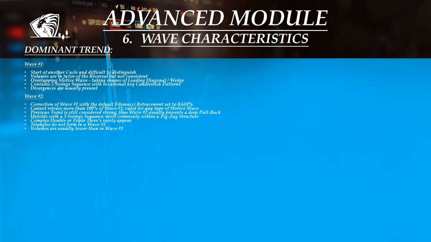Corrective wave 2 rarely forms complex structures, and the wave trader should not look for triangle formations within this corrective wave. Volumes should also be lower than the ones in wave 1, signaling weakness.